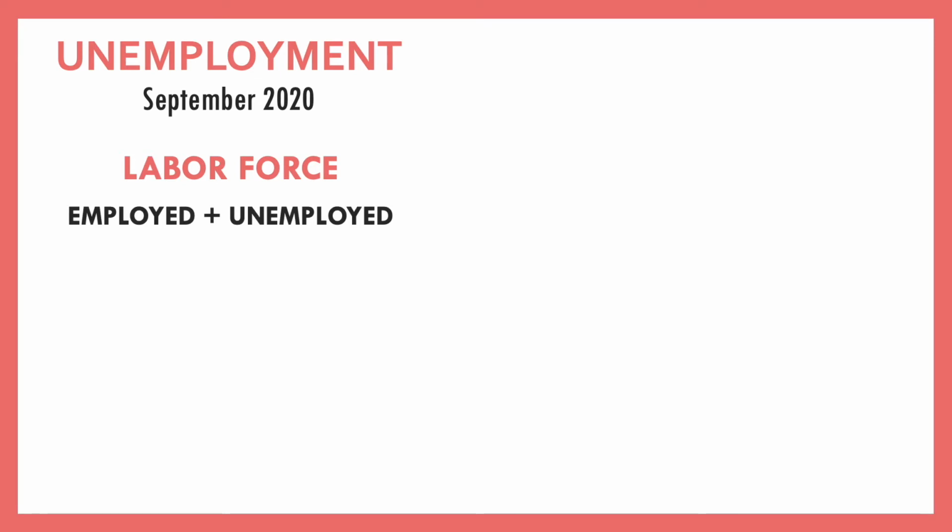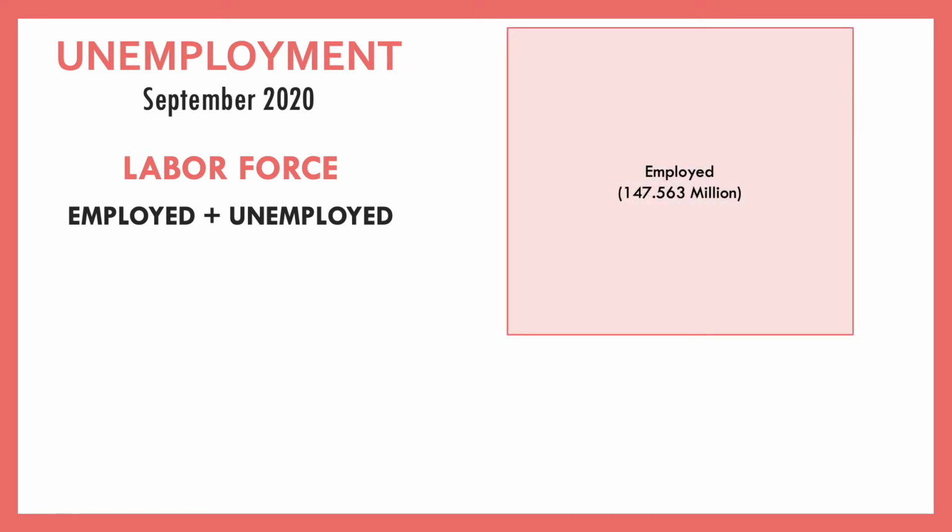So I went ahead and pulled the data from the Bureau of Labor Statistics. And first and foremost, what we need to do is figure out what is our labor force. Well, if you remember, our labor force is the number of people that are employed plus the number of people that are unemployed. Well, according to the BLS, the number of people that were employed was 147,563,000. So about 147 million people were employed. They worked at least 1 hour per week for pay.